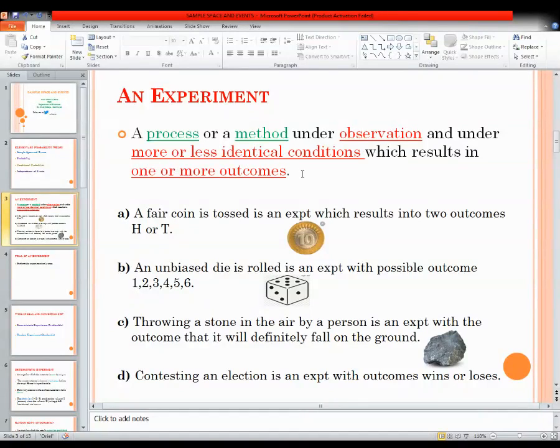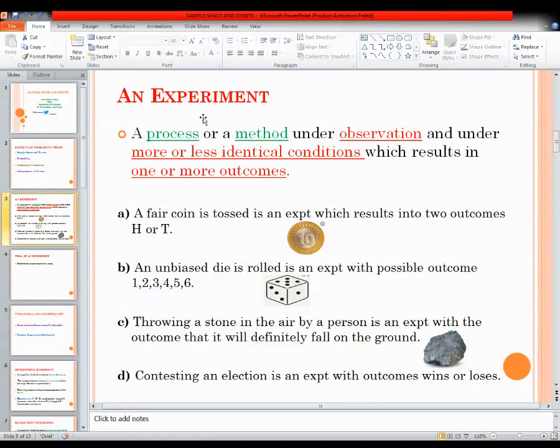So in an experiment, these things are very important. So that means an experiment is a process. It should be a method. A method means there are certain steps, and all these steps should be under observation. Means these should be under supervision and under more or less identical conditions, which results in one or more outcomes.